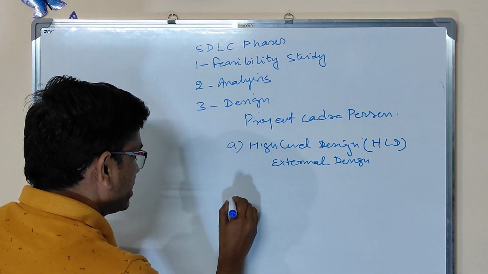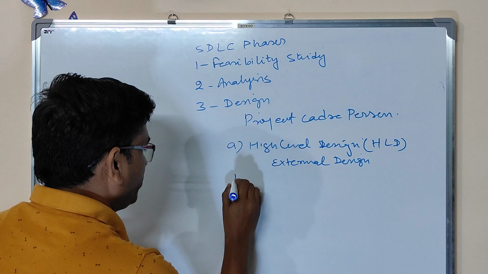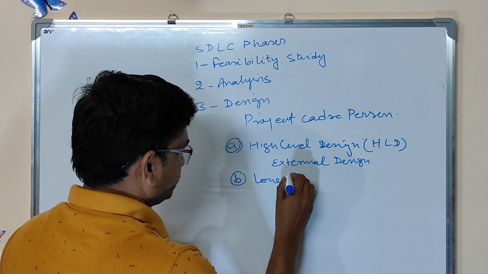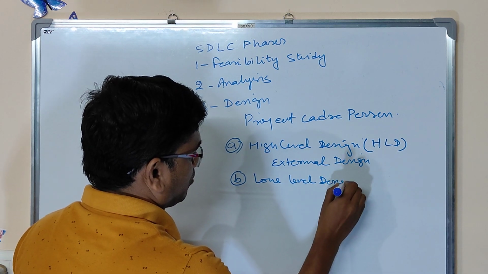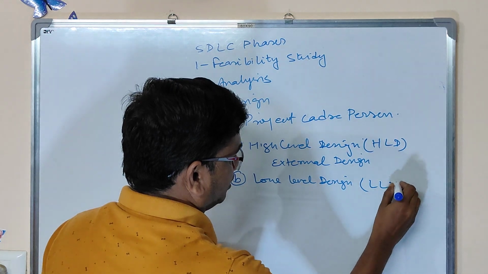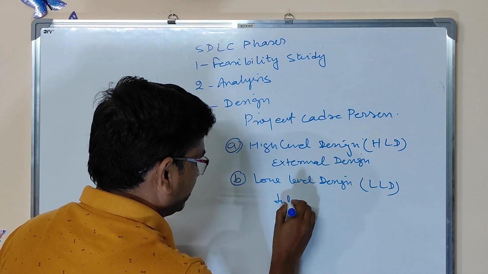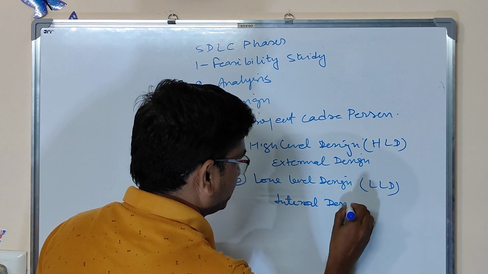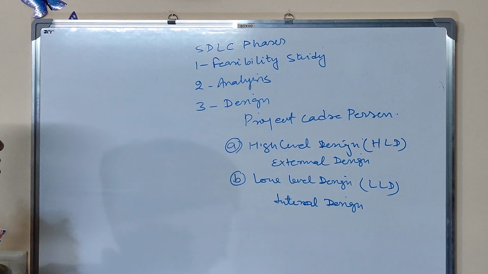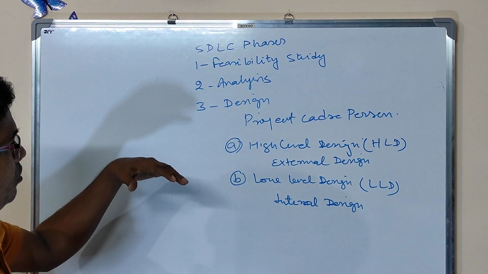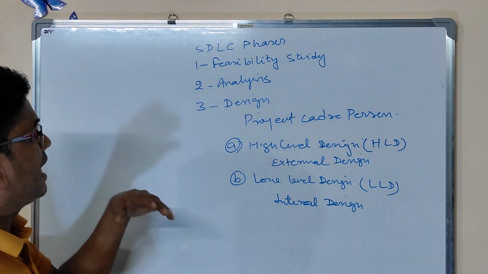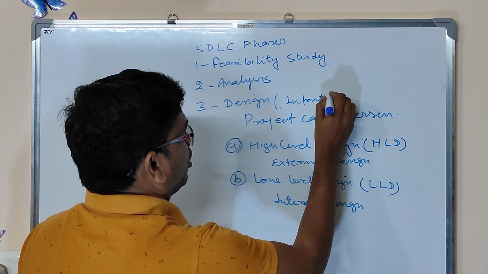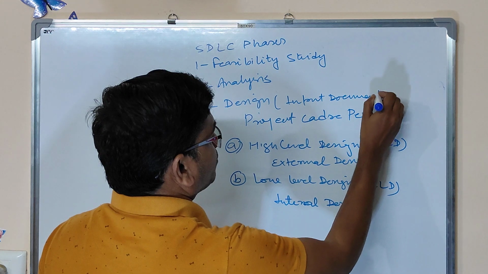Now, second would be low level design. It is called LLD. It is also called internal design. So the input document for the design phase is the SRS document.